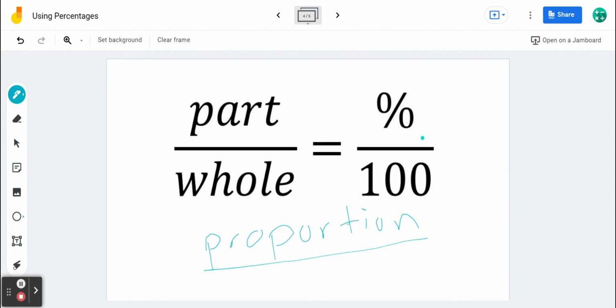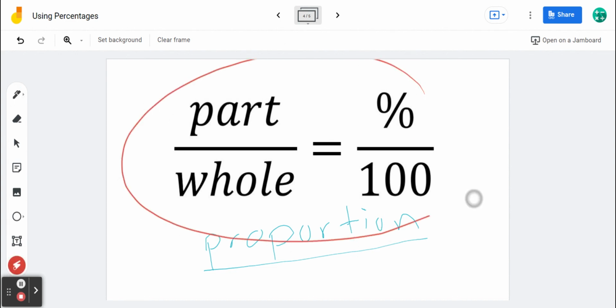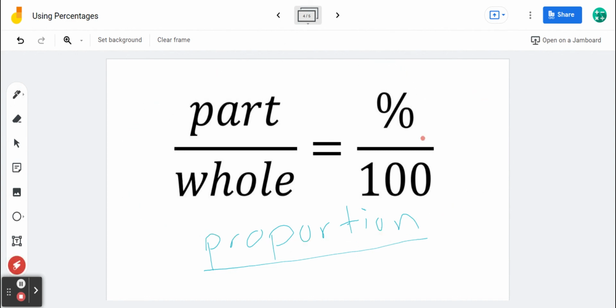Proportion. Write this down. Highlight it. Put it in the box. Put stars around it. Something that tells you this is important. If you remember this, I can guarantee you're going to get the majority of the percentage problems correct. If you can remember this, you should be solid.